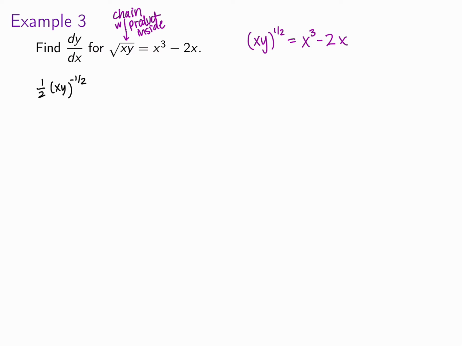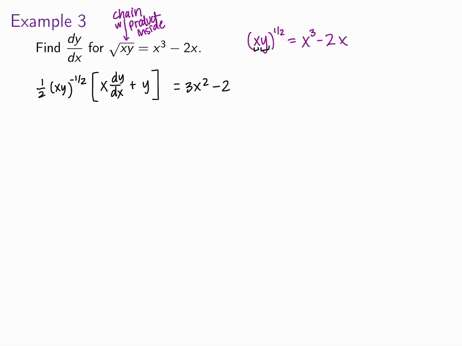This is where we're going to need that product rule. So I can see my x and my y are my two pieces. So we'll leave x alone times the derivative of y plus x's derivative, which is 1 times y. So there's that piece. So I have done the chain rule, and then the product rule was inside. So now I'm done with that part. And the other side, the derivative of x cubed is 3x squared. And then the derivative of minus 2x is just minus 2.